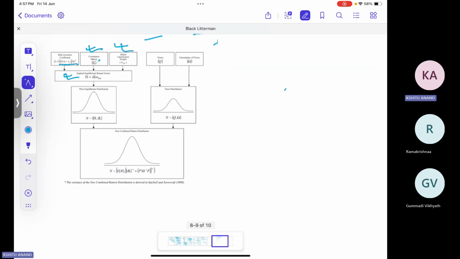So now you have a prior equilibrium distribution. This is the distribution that exists in the market. The market has some expected return and some variance. The expected return in the market is pi, and you have a variance of tau times sigma. So the market is currently following a normally distributed return with a mean of pi and a variance of this. What is this distribution? This is the distribution of the market's return.